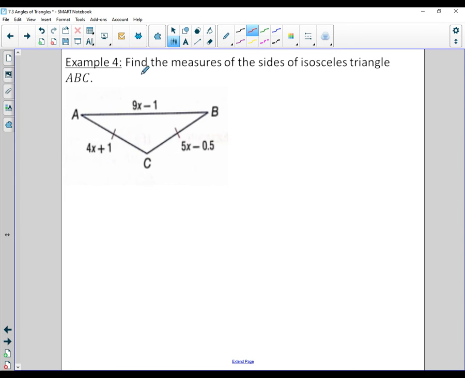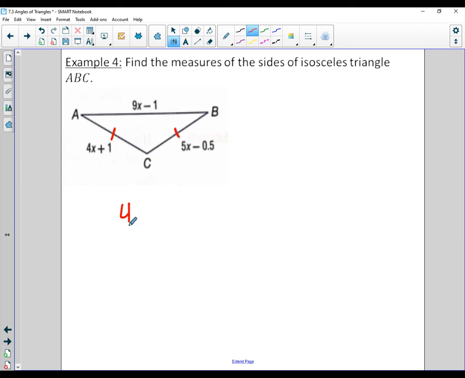And so for our last example here, find the measures of the sides of the isosceles triangle ABC. Here we have these two tick marks informing us that these two sides are congruent or equal. And the other day I actually had a student say, how does that make sense? How can 4x plus 1 equal 5x minus 0.5? That doesn't make sense. And then I was like, hey, you're crazy because you just told me exactly what you have to do, right? You said that these two sides are equal. That's what those hash marks mean.